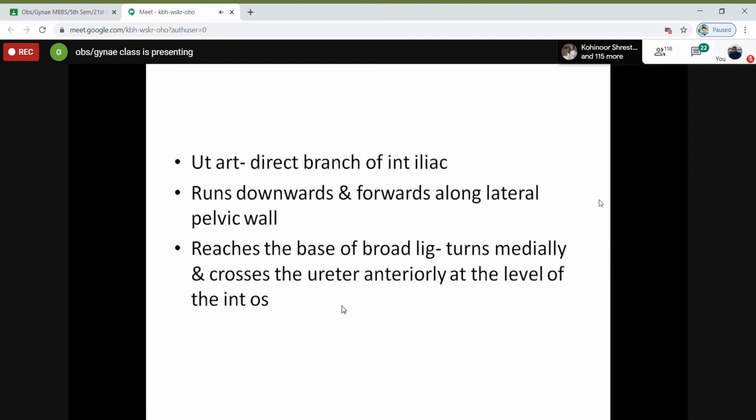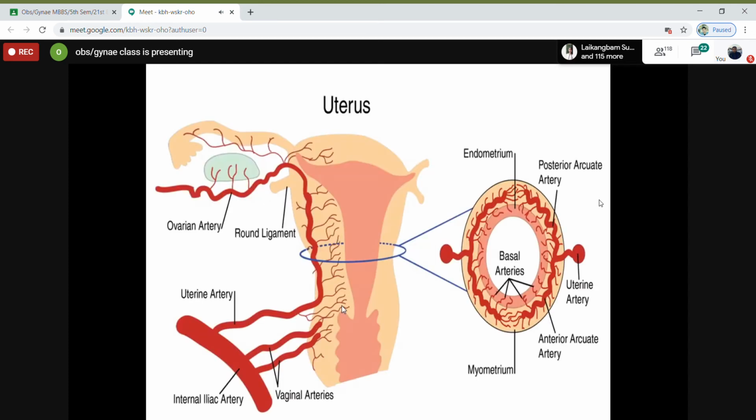So the uterine artery is a branch from the internal iliac. It runs downwards and forwards along the lateral pelvic wall. It reaches the base of the broad ligament, turns medially, and crosses the ureter anteriorly at the level of the internal os. So it comes up till the internal os, and then it enters into the uterus.